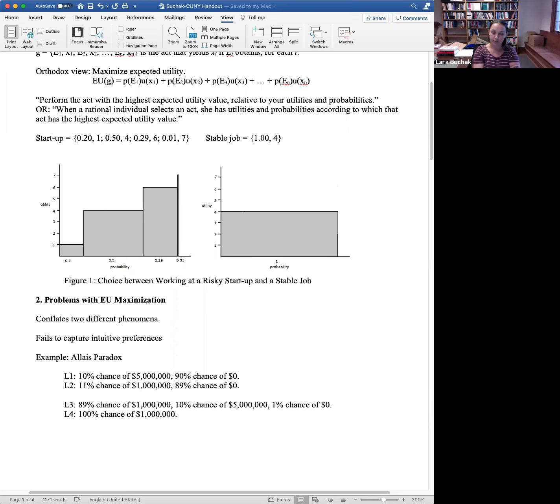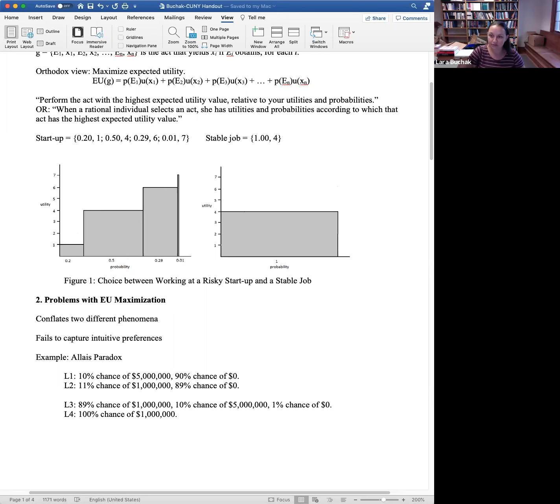L3 gives you an 89% chance of $1 million, a 10% chance of $5 million, and a 1% chance of nothing. L4 gives you $1 million. Okay, so think for a second about which of these two you'd rather have. How many people would prefer the first one, 89% chance of $1 million, 10% chance of $5 million, 1% chance of nothing? How many people would prefer just $1 million for sure? Okay, looks like very many hands.